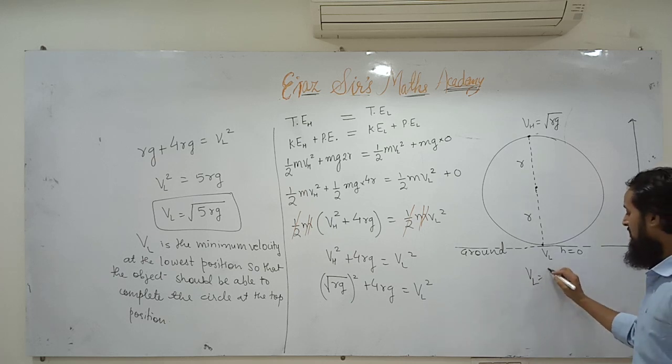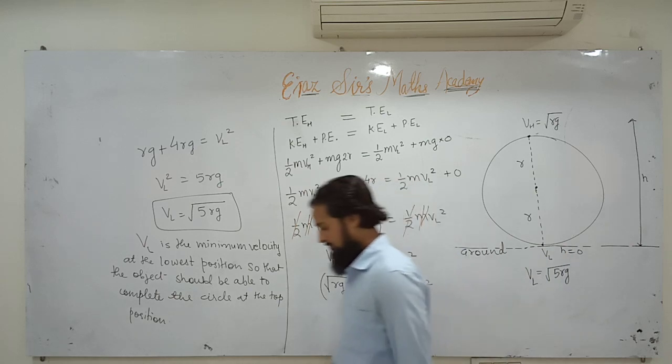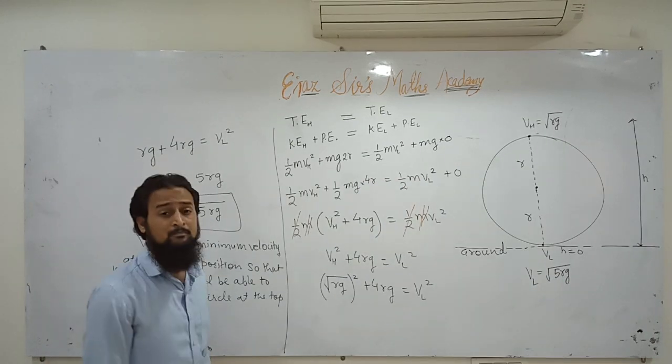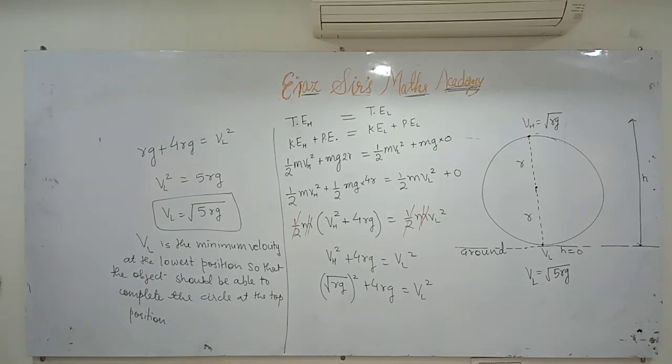Now we know the velocity at the lowest position also. It should be minimum root 5 rg. Very good.